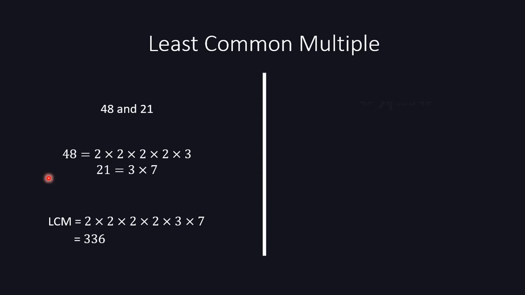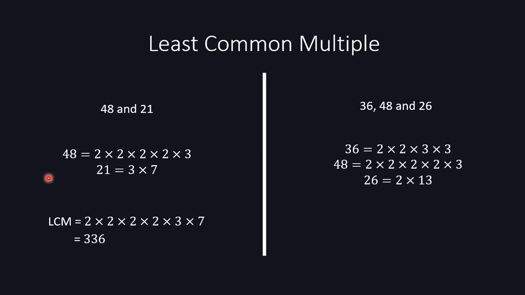Let's have a look at another example. So if we have three numbers, say 36, 48 and 26. First of all, we're going to express each of these numbers as a product of their prime factors. And once we have done this, we're going to pick one number. In this case, let's say I pick 36, and we're going to write down all of its prime factors straight away. Now we're going to go over the remaining numbers. So the remaining numbers include 48.